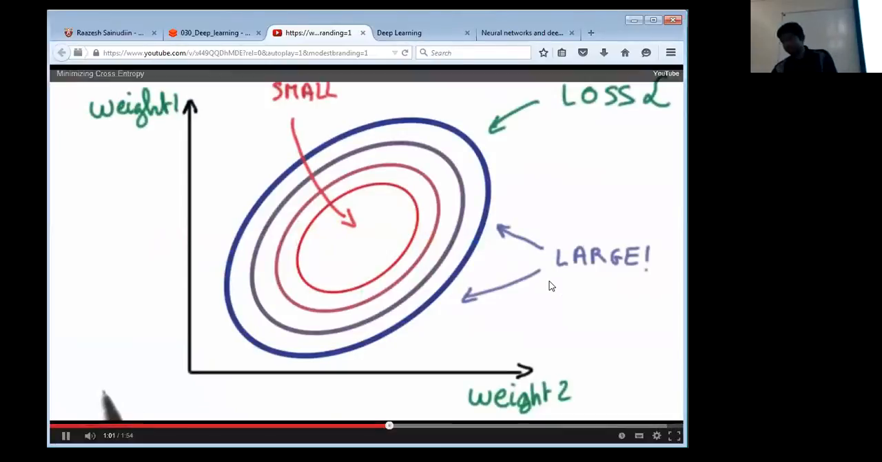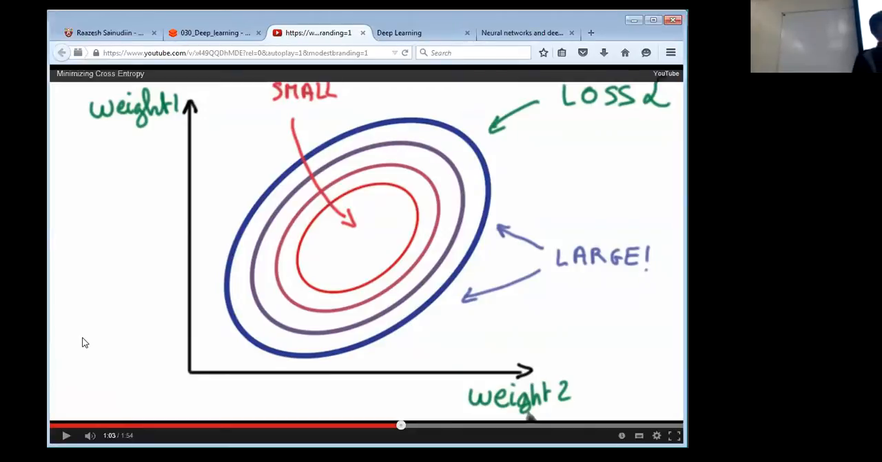Imagine that the loss is a function of two weights, weight 1 and weight 2. Let me just pause here. This diagram you see is of concentric ovals, right? What this is called is a contour plot. We see weight 1 and weight 2 on the X and Y axes. So imagine that you're trying to fit a line with two parameters, right? Y equal to mx plus c.